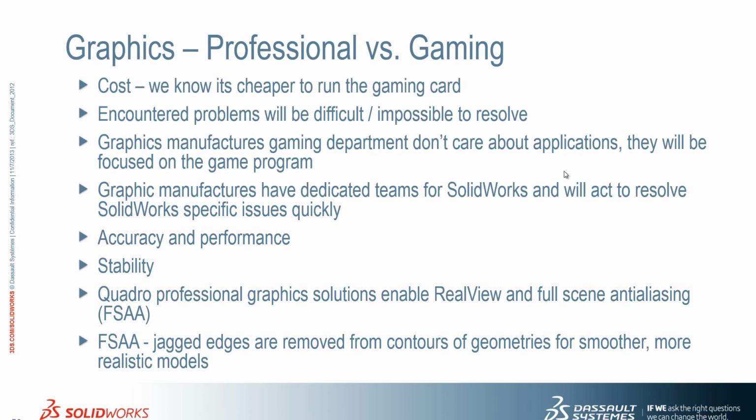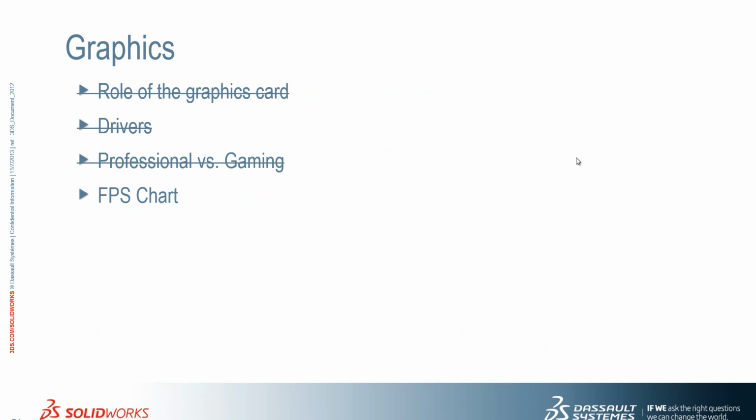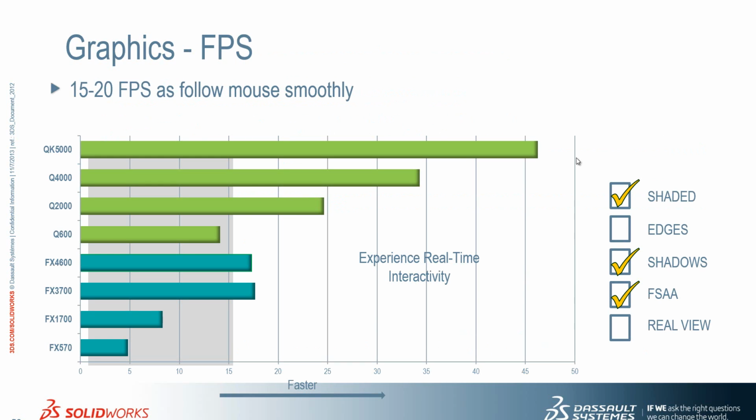Also you get things like FSAA, which is full scene anti-aliasing, sorry about that, and basically removes jagged edges from geometry, makes it look more crisp. Okay, last one is frames per second chart.